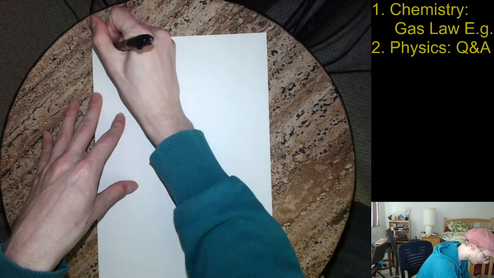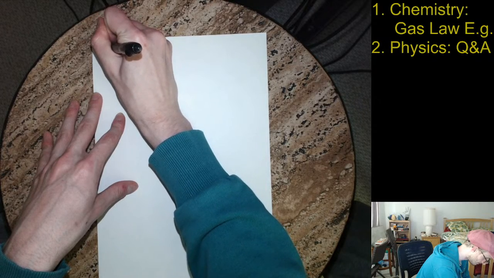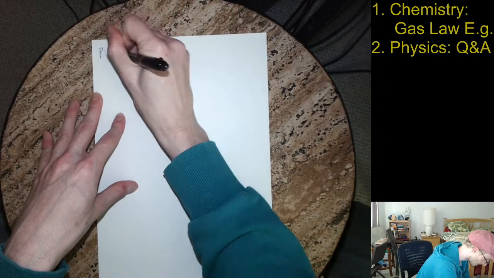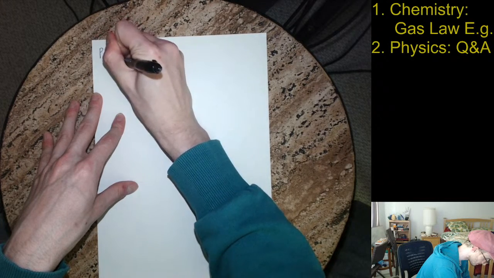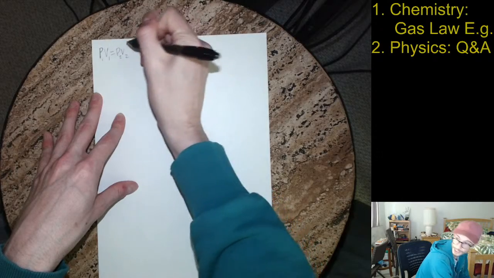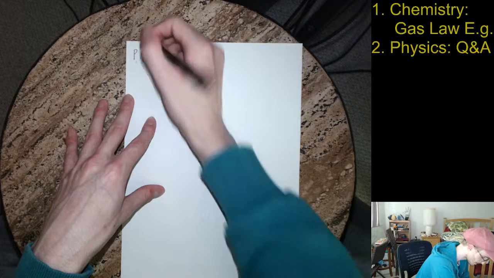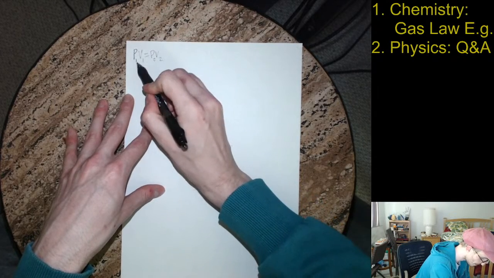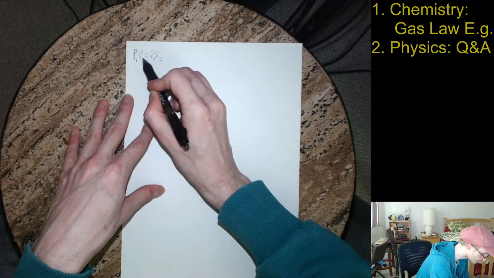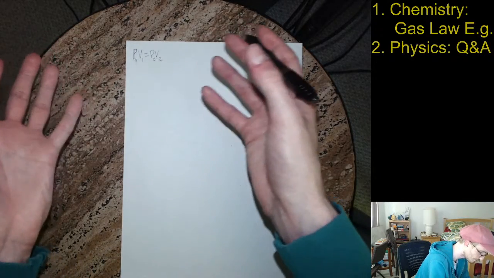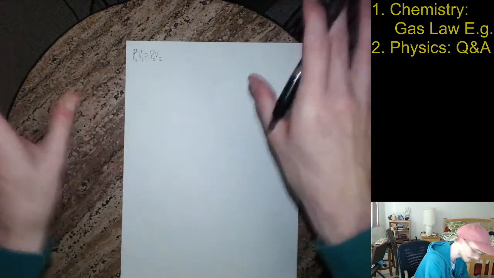So if P and V are related, it's written like this. What this is saying is that the pressure at the beginning, this is a little subscript 1, the pressure at the beginning, times the volume at the beginning. There's no multiplication sign here, but anytime you have two variables next to each other, it's implied that they're multiplying.